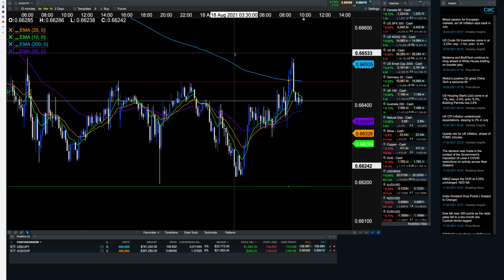Guys, what's going on? I'm gonna break down two trades that I'm in right now. As you can see, one has an open profit of almost $1,100. The other one is about $235. So there's somewhere around $1,300, $1,350 open profits.